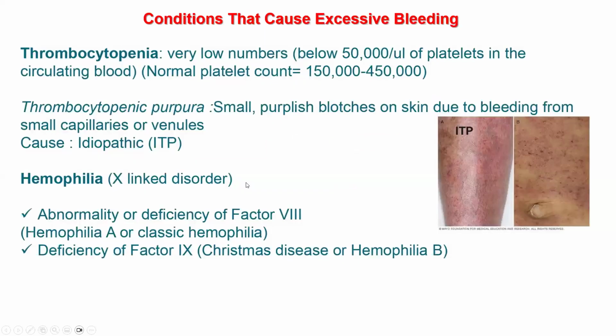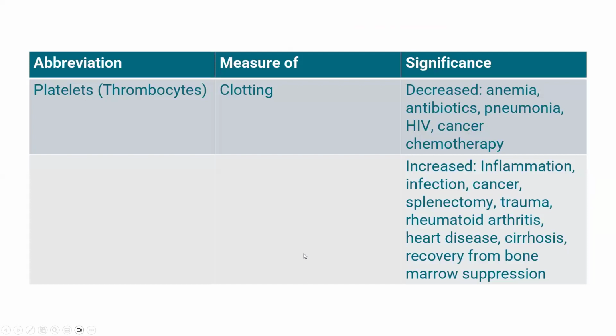Hemophilia is an X-linked disorder, an abnormality or deficiency of a factor within the coagulation cascade. Factor 8 deficiency leads to hemophilia A, or classic hemophilia. Deficiency of factor 9 leads to hemophilia B, and they call it Christmas disease, another name.